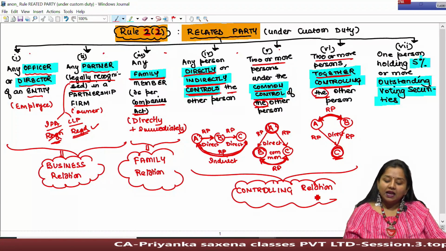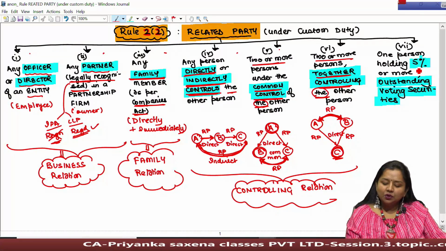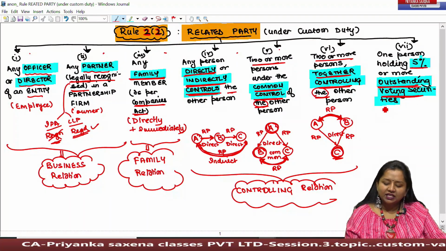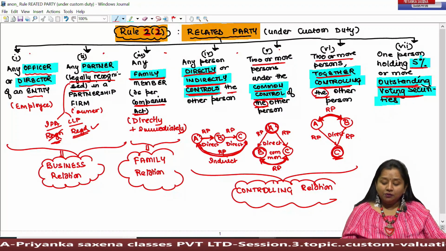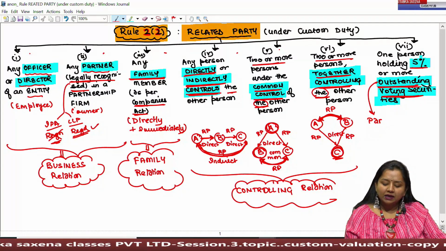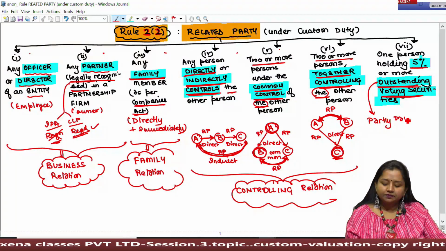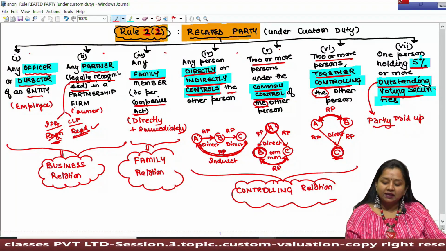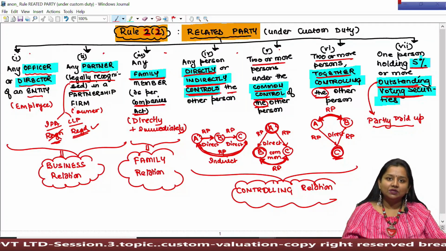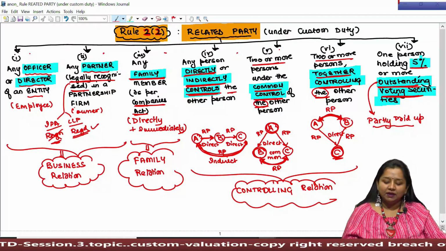Okay. And the last one they say is one person holding 5% or more of outstanding voting securities. Now what do you mean by outstanding? Outstanding means partly paid up, where the liability is still outstanding, it has not yet been fully paid up.